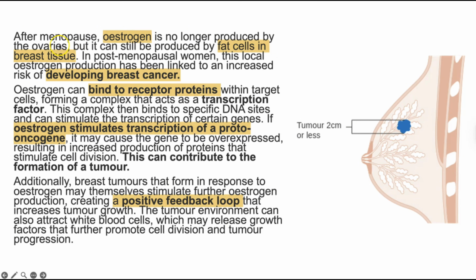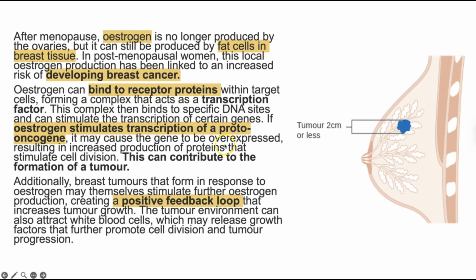But after the menopause, the ovaries stop making estrogen, and instead it's mainly produced by fat cells in the breast tissue. So in postmenopausal women, this local estrogen production, constantly being exposed to the breast cells, increases the risk of breast cancer. And that goes back to what we looked at in transcription factors, because estrogen can bind to receptor proteins on transcription factors to activate the transcription factor. And that transcription factor can then bind and initiate transcription.